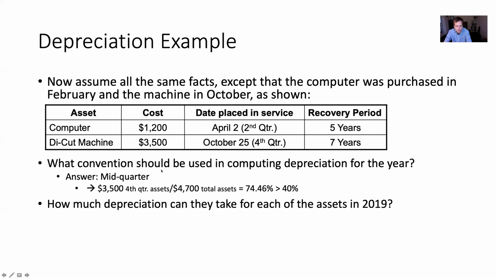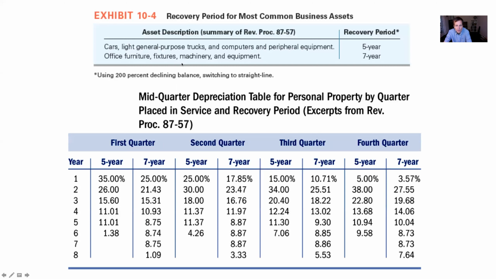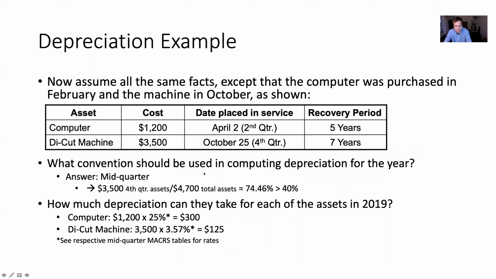So under mid-quarter, my machinery is 7-year property and it was fourth quarter, so it'll be 3.57%. The computer was second quarter, I think 5-year property, so it should be 25%. So 25% in both cases, I use the initial basis cost times the rate from the table, $300 depreciation deduction for the computer. Initial basis times the rate gives me $125 depreciation deduction for the machine.